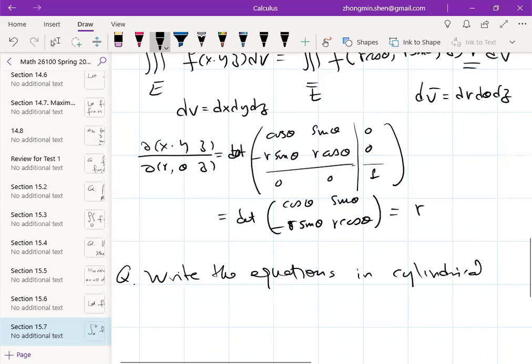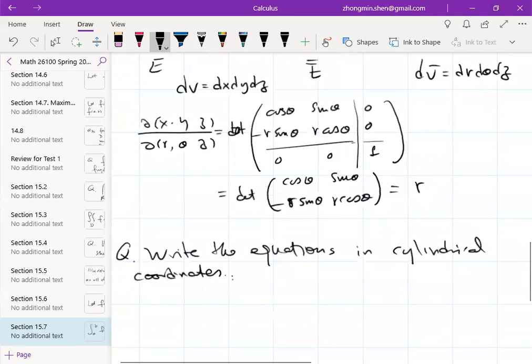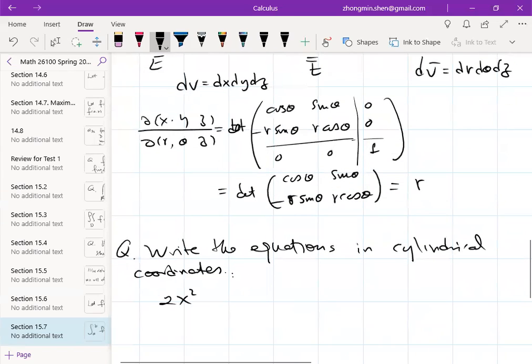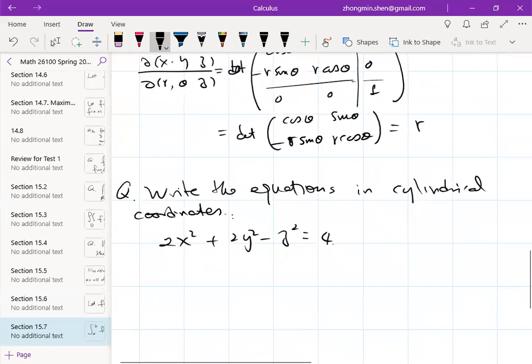Write equations in cylindrical coordinates for the following equations. The first one is 2x squared plus 2y squared minus z squared equals 4. The so-called cylindrical coordinates are just a transformation. Here, x equals r cosine theta, y equals r sine theta, and z equals z.